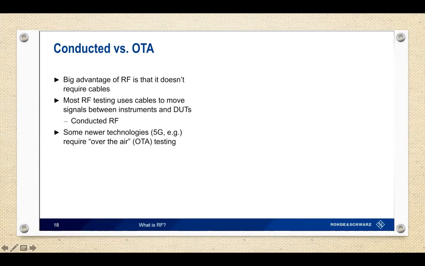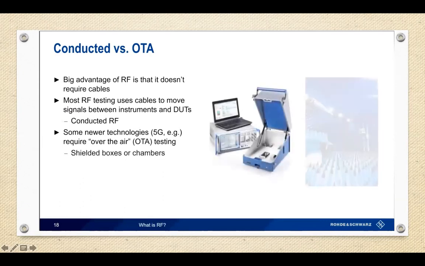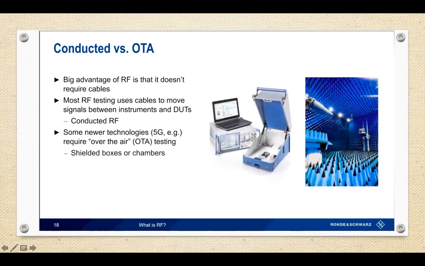This is mostly due to the higher frequencies used in these technologies and the lack of an RF connector on the DUT. In this case, testing usually requires special shielded boxes or chambers in order to keep other RF signals from getting in and prevents our test signals from radiating out.